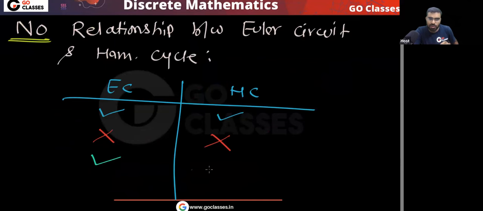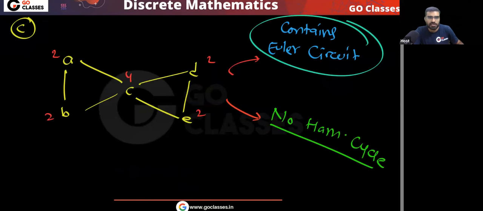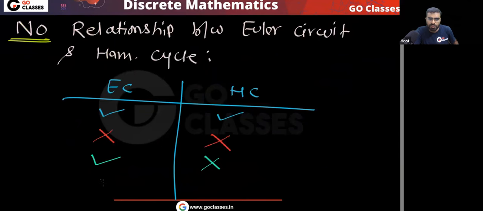This is also possible: you have an Euler circuit, but you don't have a Hamiltonian cycle. For example, in this graph, you have an Euler circuit, but you don't have a Hamiltonian cycle. And it is also possible that you don't have an Euler circuit, but you have a Hamiltonian cycle.